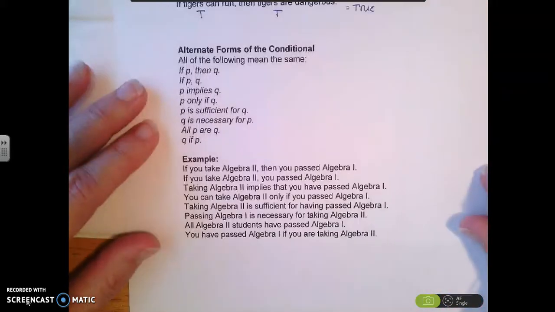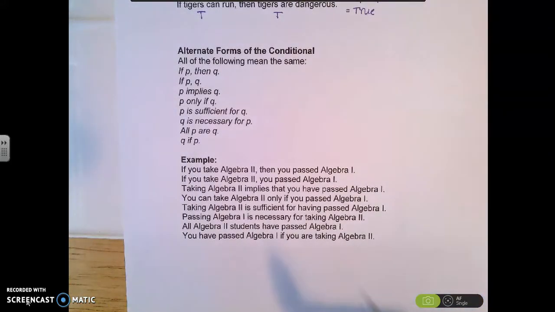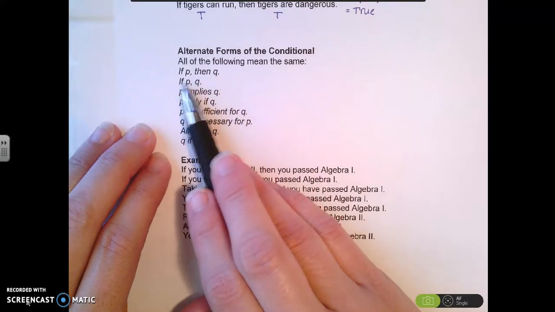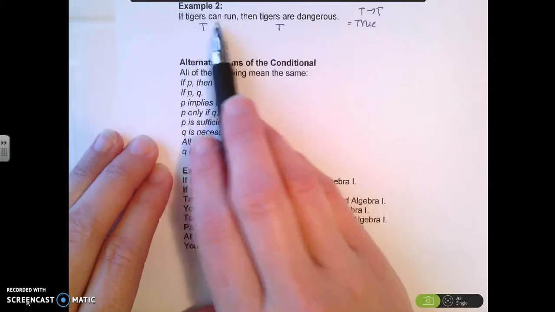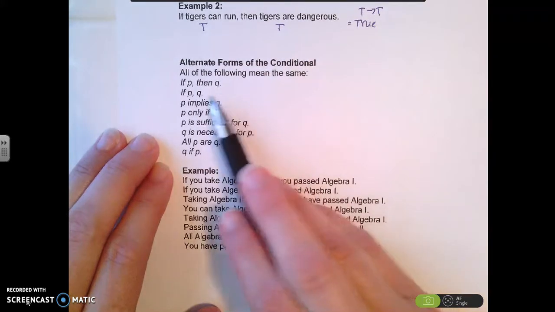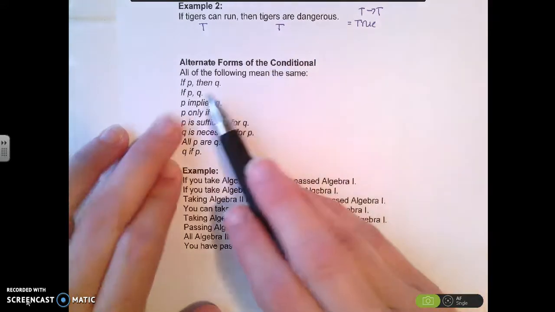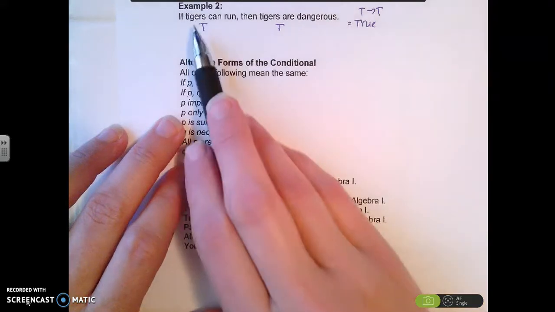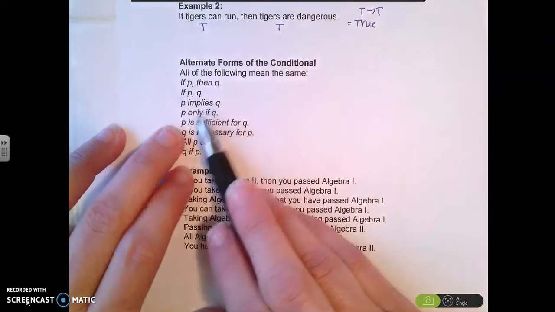So these are some of the different formats that you could see for different things. And all of these mean the same thing. So if P, then Q. If P, comma Q. Sometimes we don't put the word then. So like I might say, if tigers can run, then they're dangerous. Or I might say, if tigers can run, tigers are dangerous. So it's implied that there's a then there. P implies Q. So I could say tigers can run implies that tigers are dangerous.